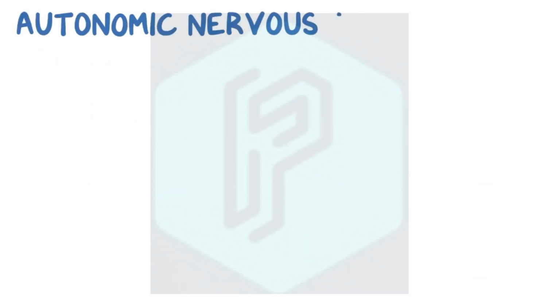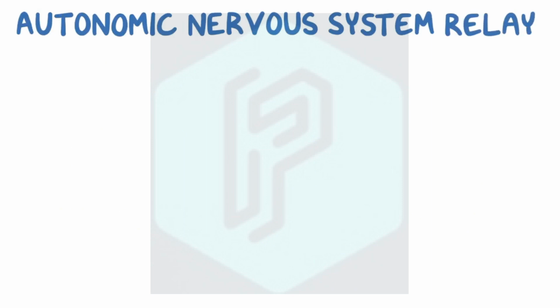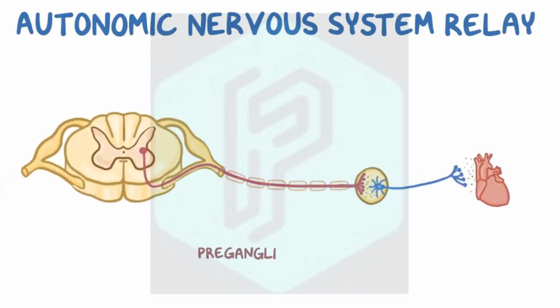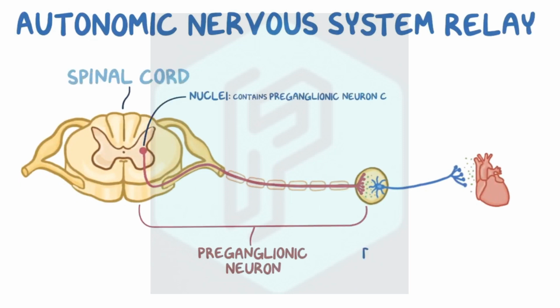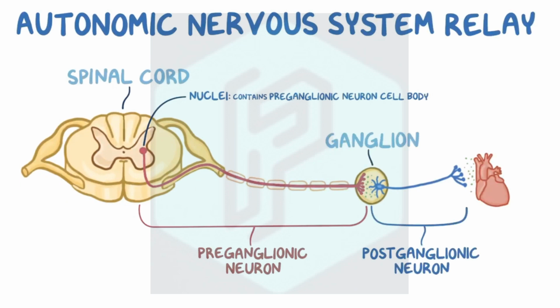Now, the autonomic nervous system, so both the sympathetic and parasympathetic nervous system, is made up of a relay that includes two neurons: preganglionic neurons, which have their cell bodies and nuclei throughout the spinal cord, and postganglionic neurons, which have their cell bodies in ganglia outside of the spinal cord. Axons of preganglionic neurons exit the spinal cord to reach the ganglia and synapse with the postganglionic neurons. Then, the axons of postganglionic neurons exit the ganglia to reach the organs and synapse with the target organ cells.